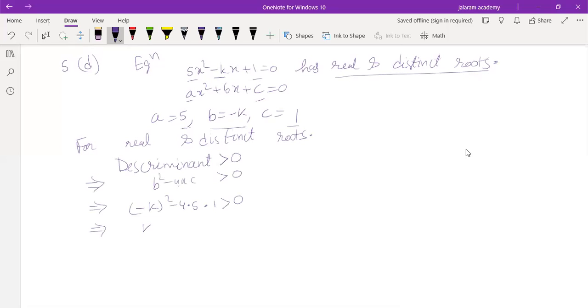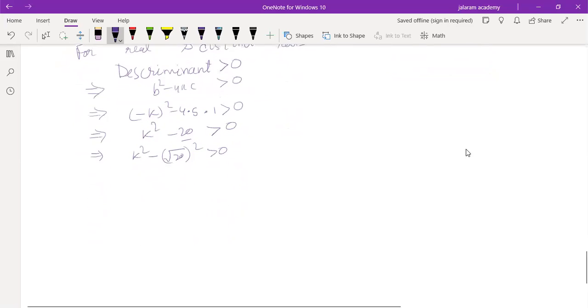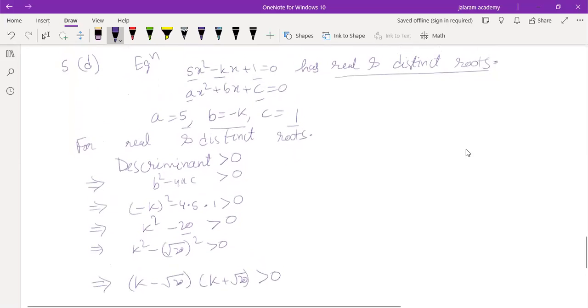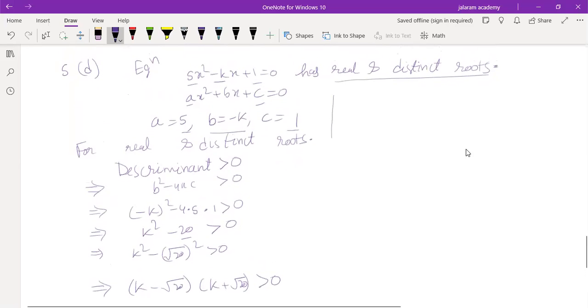It implies k square minus 20 is strictly greater than 0. It implies, factorize it, k square minus square root of 20 whole square is greater than 0. It implies factors are k minus root 20 into k plus root 20 is greater than 0. Now, how to solve this type of inequality? These types of questions are given in several books at class 10th level. That's why I am discussing this.